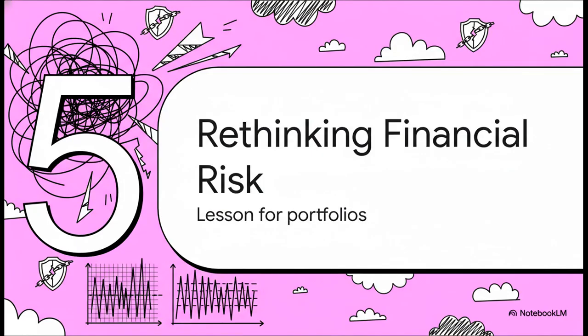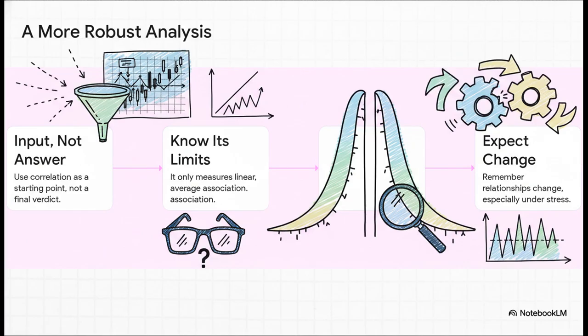Okay, let's bring all this home. Now that we have a better understanding of correlation's flaws and the messy reality of how markets actually move, we can start to build a much smarter, much more robust way of thinking about financial risk. So what's the big takeaway here? The goal isn't to just throw correlation in the trash. The goal is to use it correctly. You need to treat it as a starting point, an input, but never, ever as the final answer on risk.